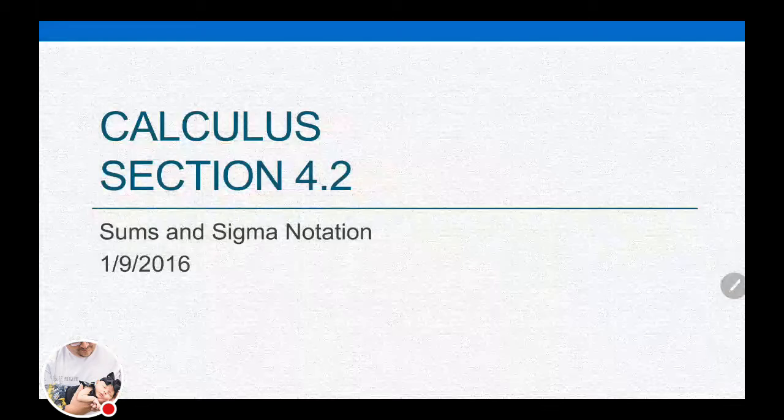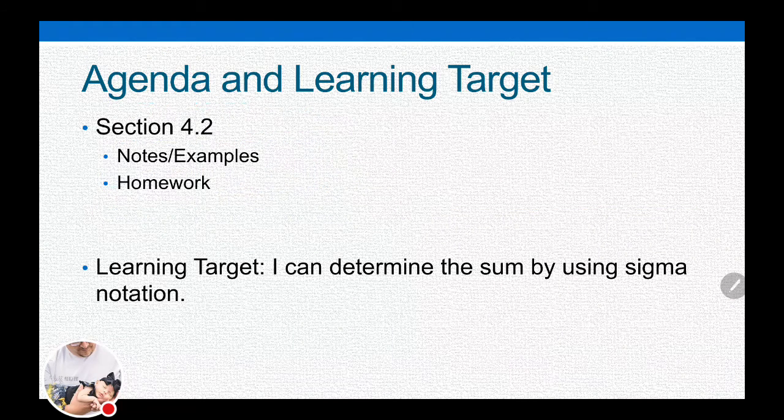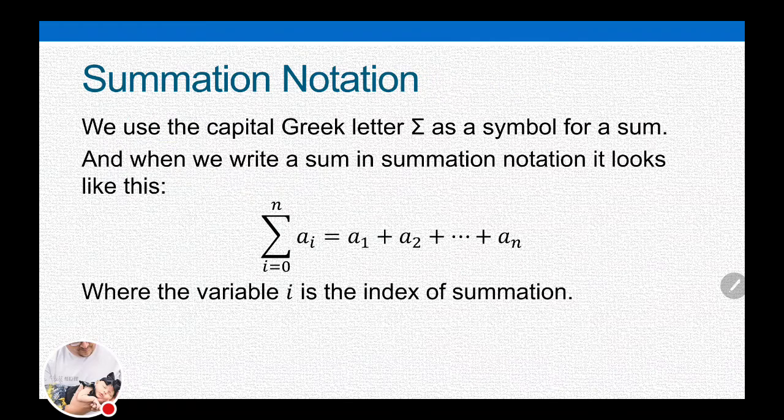Alrighty, here we have section 4.2, which we're going to talk about sums and sigma notation. So we're going to be using some new stuff. With sigma notation, we use the capital Greek letter sigma as a symbol for a sum. When we write it out like this, a sum looks kind of like this.